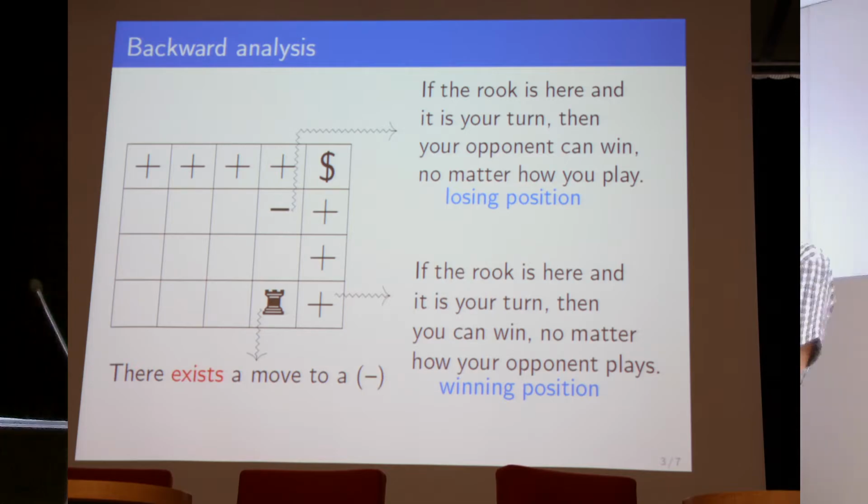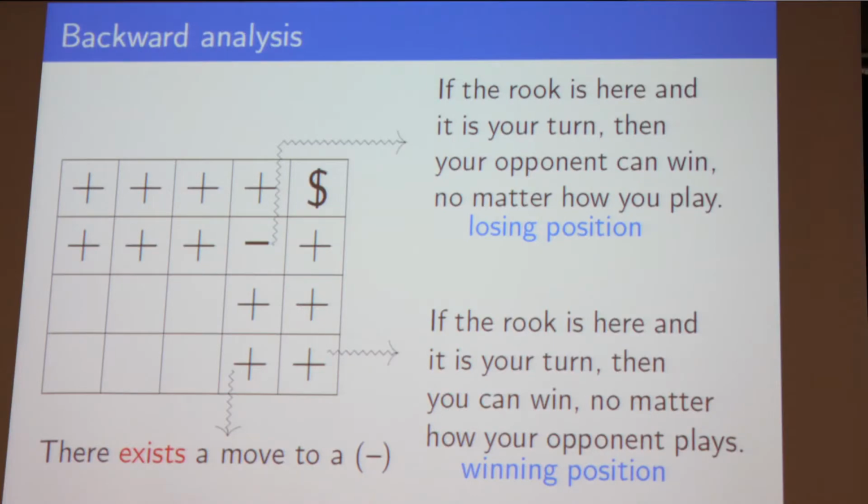Okay? So there exists a move to a minus. There also exist stupid moves, 1 square to the right or all the way up. But the important thing is that there exists a move to a minus. Bob has a way to screw up Alice, to bring the rook to that minus. Therefore, the active player right now is at the winning position. We indicate this by a plus.